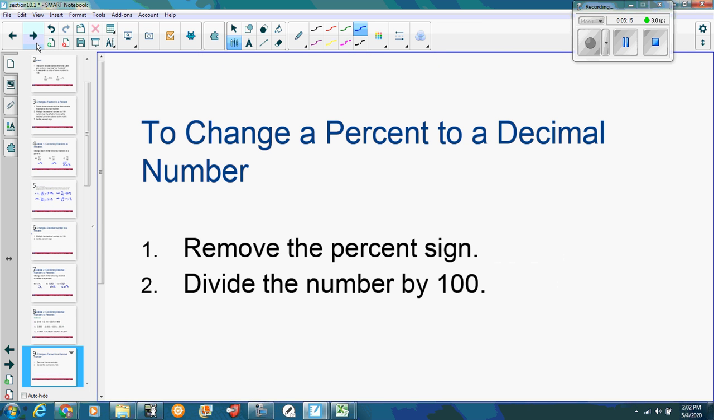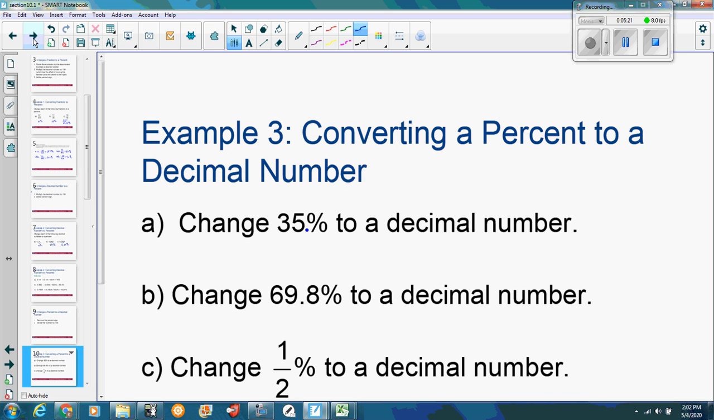If you're going to change the percent to a decimal, you're going to remove the percent sign and divide by 100, which is like moving it 2 places to the left. So now I'm going to take this decimal that's here and move it 2 places. As a decimal, it's going to be 0.35. You don't see the decimal, but you know it's back here. This one you see it, so if you move it 2 places to the left, it's 0.698.